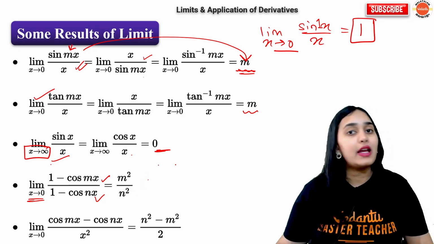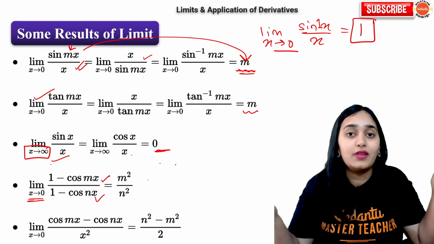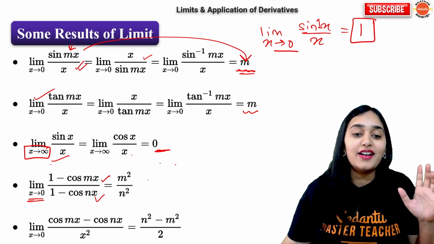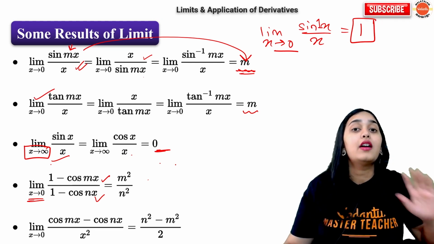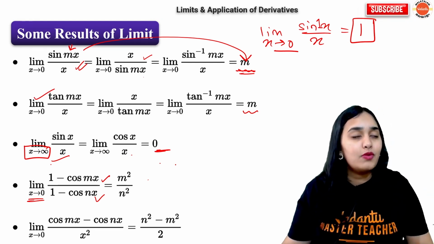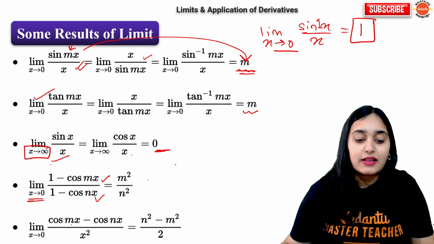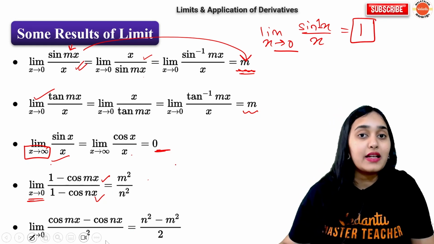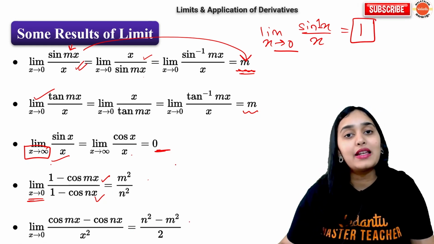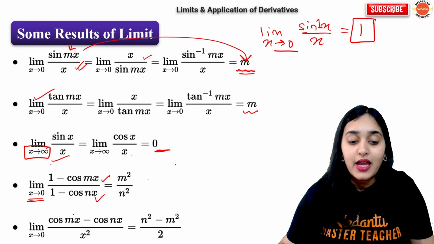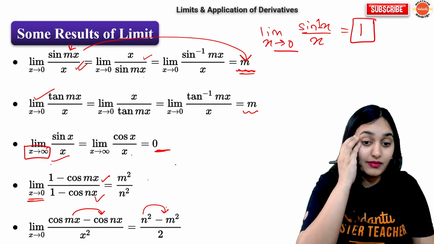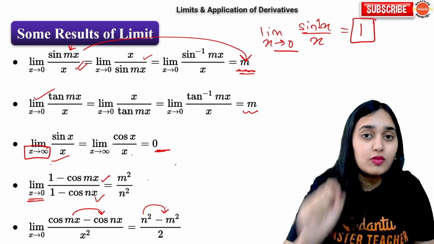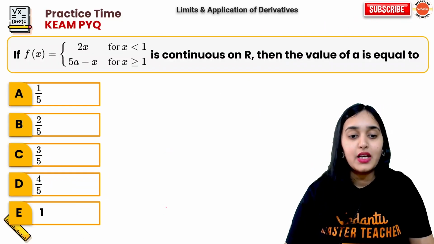I'm not going to explain those formulas because no need of that. Right now we are not focusing on the basic concepts. We are just focusing on direct formulas which are helpful for your problem solving. Next, cos mx minus cos nx upon x square is n square minus m square upon 2. Remember, it is usually m minus n, but here n minus m. Please remember these small basics I'm telling over here.